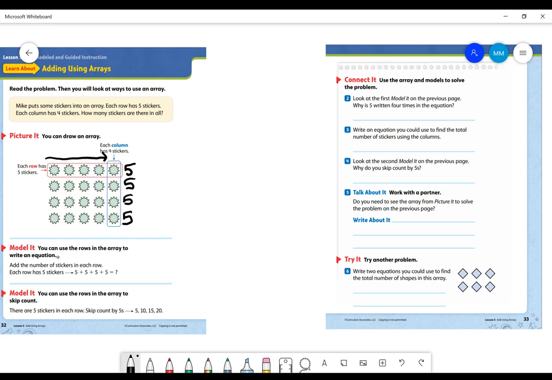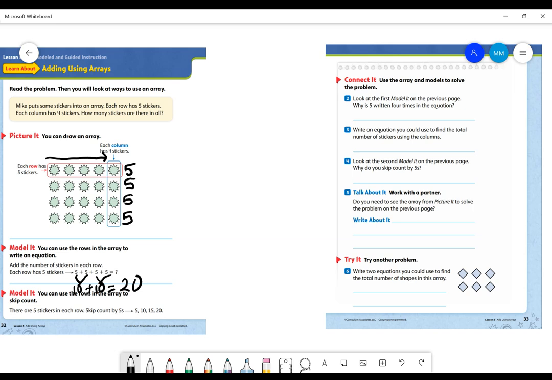I could also look at it like this, and you guys are seeing this in your practice pages. So we have brackets so we can add our parts. I know that 5 plus 5 is a doubles fact, and that makes 10. And 5 plus 5 also makes 10. So 10 plus 10 makes 20. So how many stickers are there all together? 20. All right, let's move on to number 2.